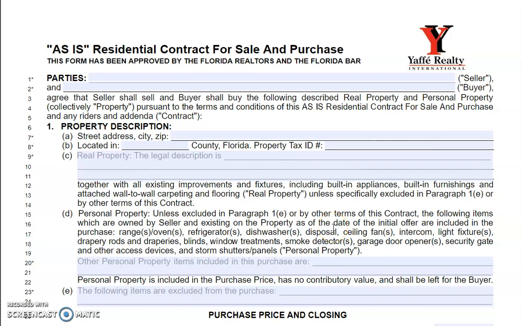Okay, right now we're going to see how we fill out the ASIS residential contract for sale and purchase. First of all, we need to take out the tax roll, where we're going to have a lot of information. Okay, now this is an example. Let's put the name of the seller. You're going to find it on the tax roll.